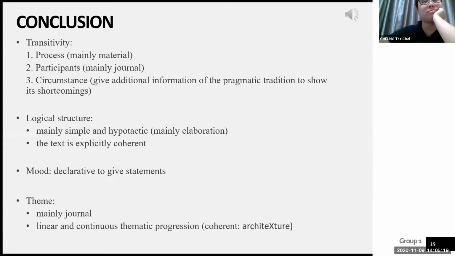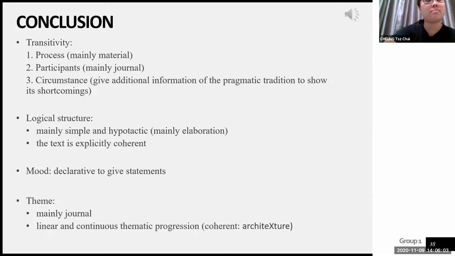Here comes the conclusion. For transitivity, the process type is mainly material and journal is the major participant. Besides, the circumstance gives additional information on the pragmatic tradition to show its shortcomings. For logical structure, the text is mainly simple and hypotactic, with a predominance of elaboration observed that makes it an explicitly coherent piece of writing. For mood, the abstract is declarative to give statements. Lastly, for theme, the abstract focuses on journal, while linear and continuous thematic progression are found, contributing to the architecture.